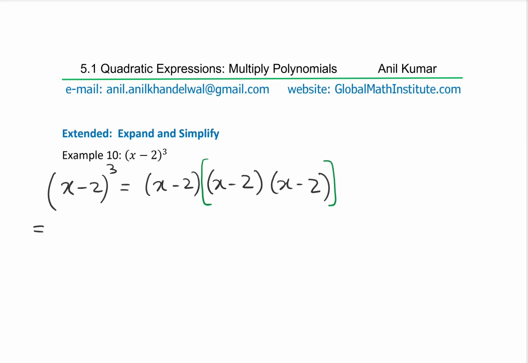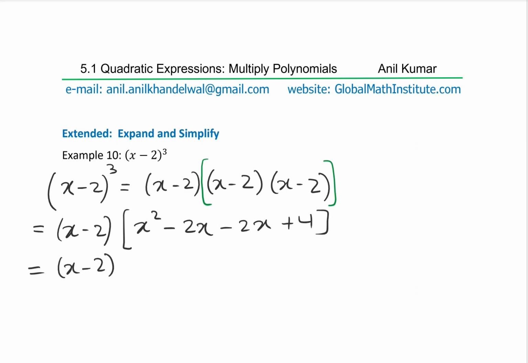So we'll write this as (x minus 2) within our brackets. We will multiply these. So we get x squared minus 2x, and when minus 2 is multiplied, we get minus 2x plus 4. Combine the like terms before opening this bracket. So we get x squared minus 4x plus 4. And now apply the distributive property.